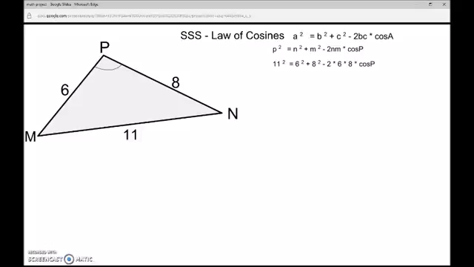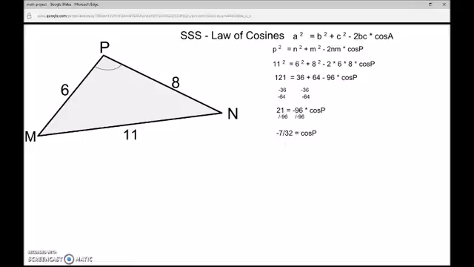Plugging in our side lengths, we'll change it to 11 squared equals 6 squared plus 8 squared minus 2 times 6 times 8 times the cosine of P. Multiply out our exponents and we'll have 121 equals 36 plus 64 minus 96 times the cosine of P. We'll subtract 64 and 36 from both sides and we'll end up with 21 equals negative 96 times the cosine of P. Now we'll divide both sides by negative 96 to get negative 7 divided by 32 equal to cosine of P.